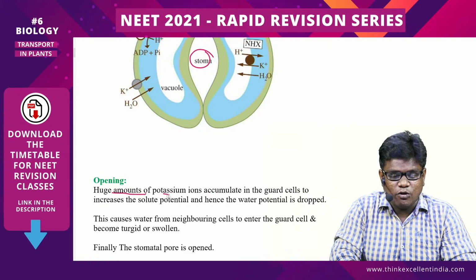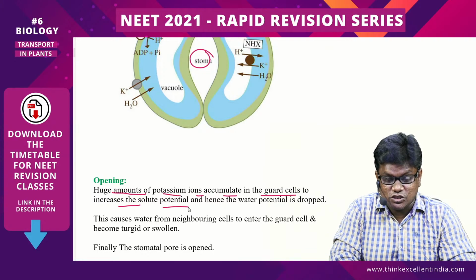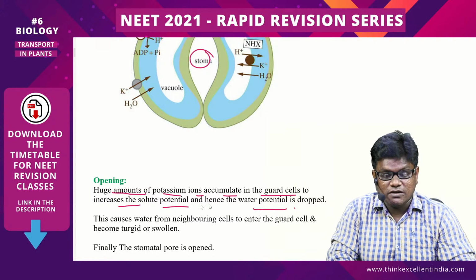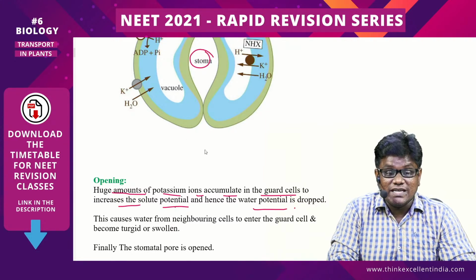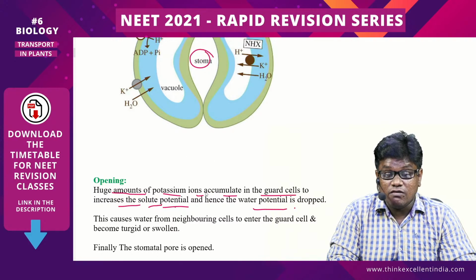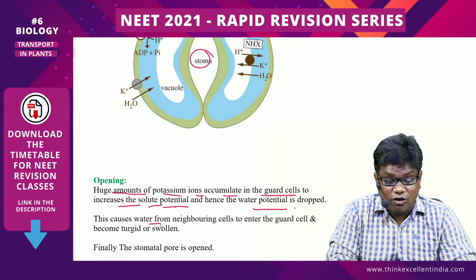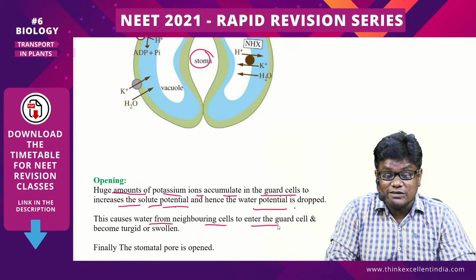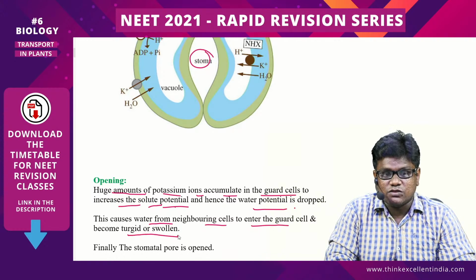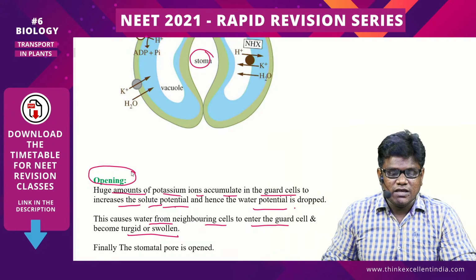Huge amounts of potassium ions accumulate in the guard cells to increase the solute potential, and water potential is dropped. Solute potential, I mean, the solutes come in and reduce the potential of the water content there. When it is reduced, the water from the neighboring cells enters the guard cell and it becomes turgid or swollen. So for this reason, opening of the stomata takes place.